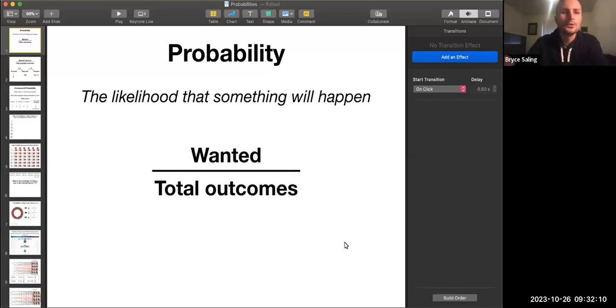All right. So this is our lesson on probability. And so the basic, most simple definition that I'm going to give is that probability is the likelihood that something is going to happen. So you're just trying to predict.